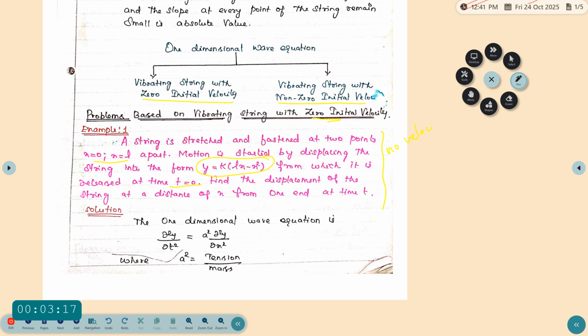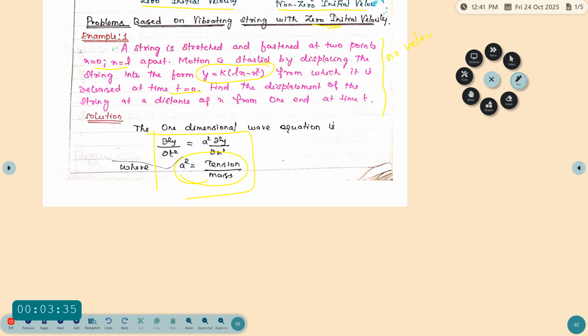Then what is our one-dimensional wave equation? The one-dimensional wave equation is given by dou square y by dou t square equal to a square into dou square y by dou x square, where a square equal to tension by mass. This is the general format of the one-dimensional wave equation.